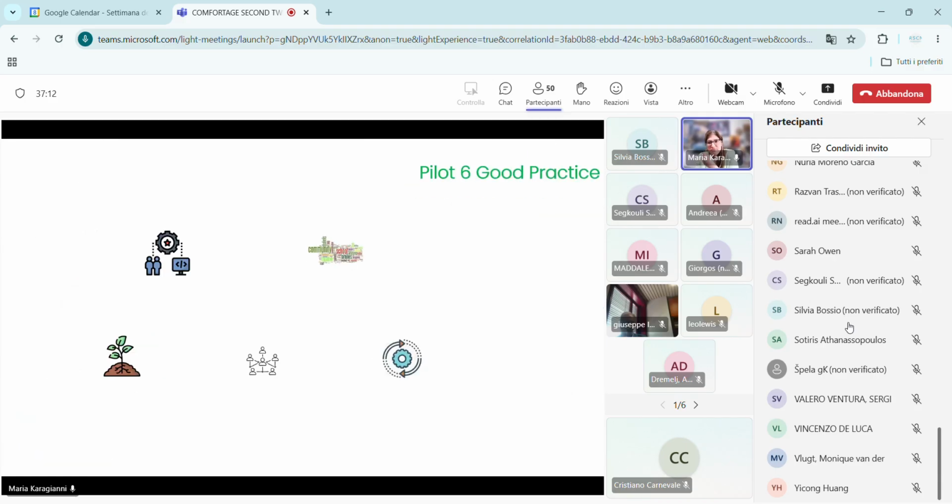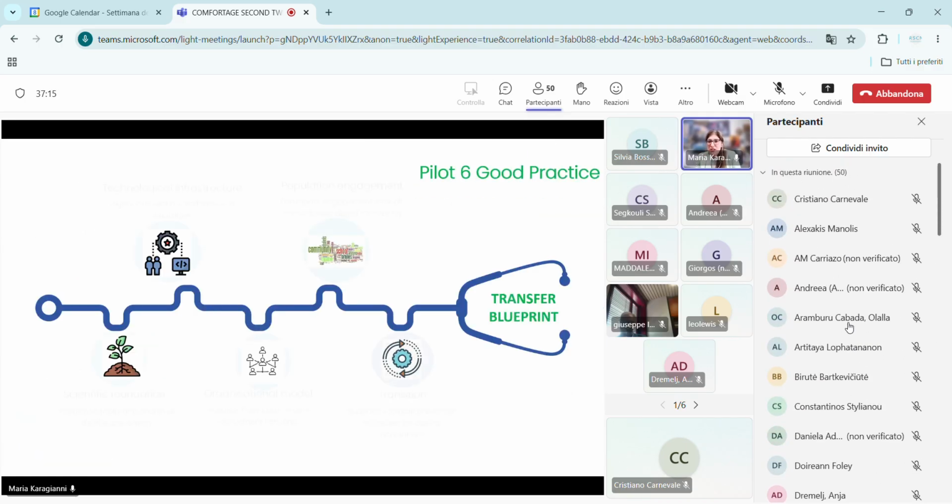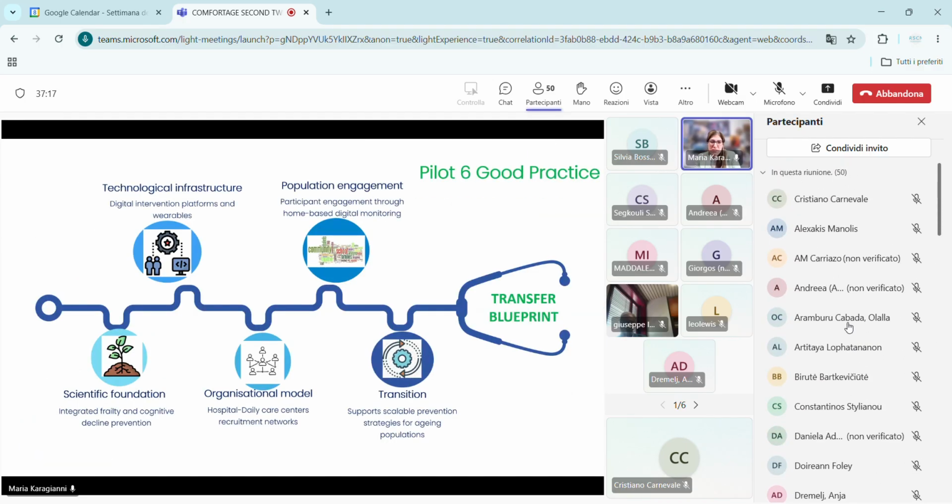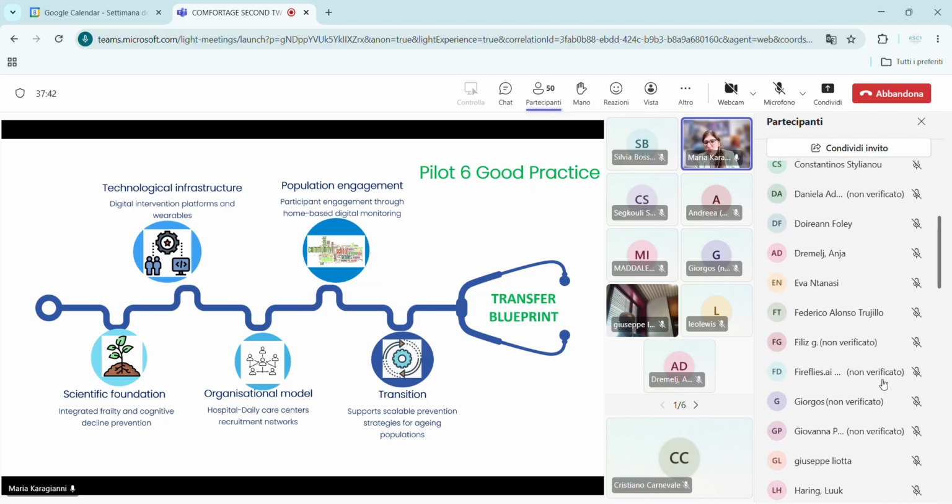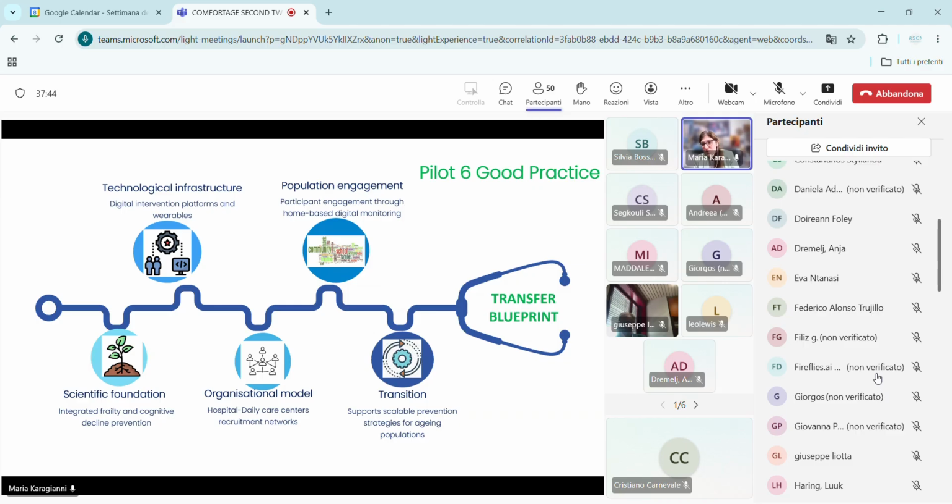So some pilot six, some good practices. It is the scientific foundations. We have the integrated frailty and cognitive decline prevention, digital intervention platforms and wearables, hospitals and daily care centers for the recruitment networks, participant engagement through home-based digital monitoring, and the transition that supports scalable prevention strategy for aging population.